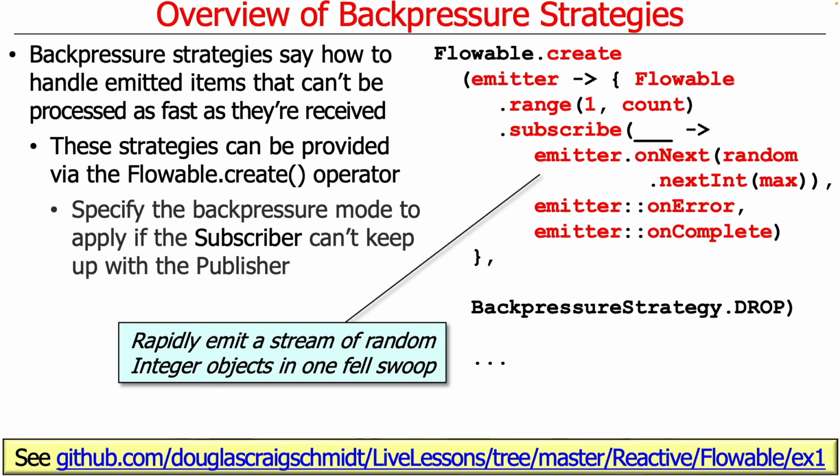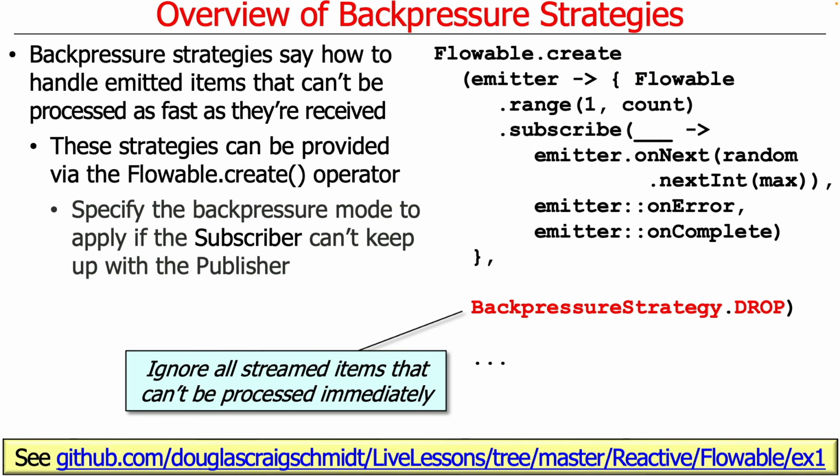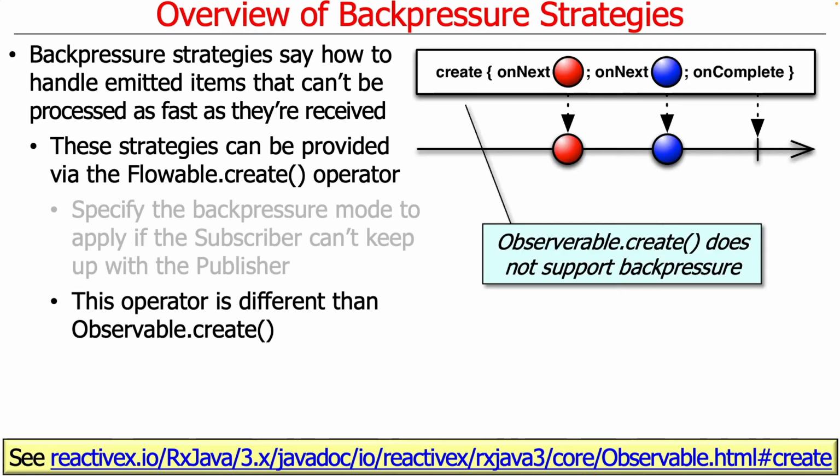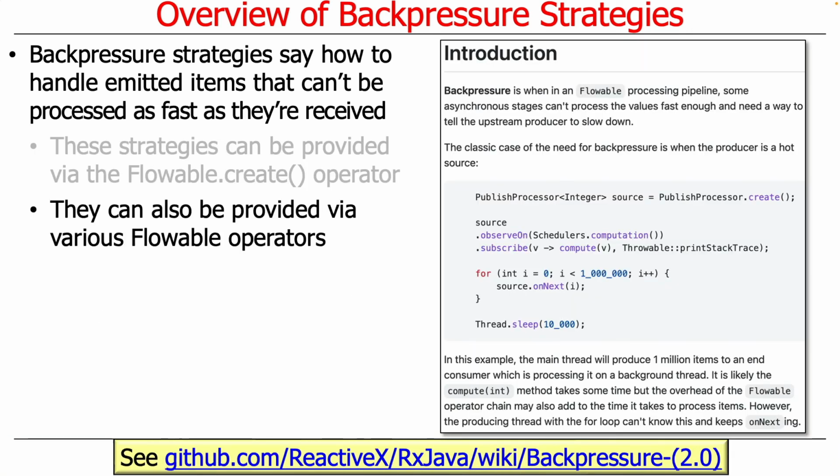This particular example will have a publisher that rapidly emits a stream of random integer objects in one fell swoop. So it'll just blast the stuff out. And then you can see here that the items that can't be processed will be dropped, which is the one strategy. We could have other strategies here. We could put buffer instead of drop or latest and so on. This create operator is different from the Observable create operator. We talked about Observable create earlier. Observable create does not support back pressure, whereas Flowable create does.